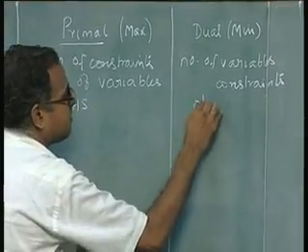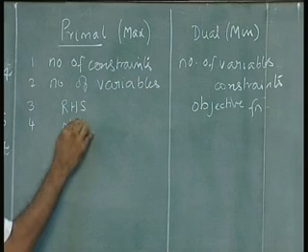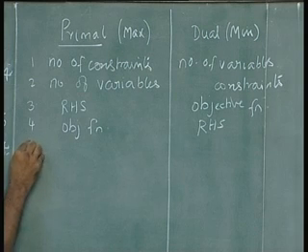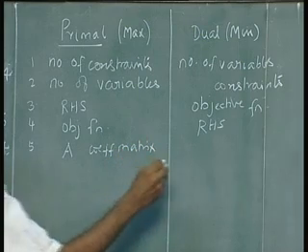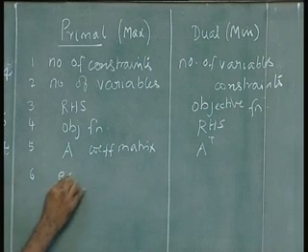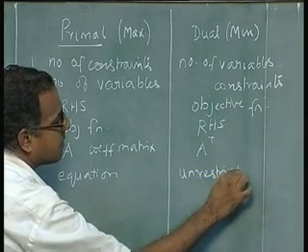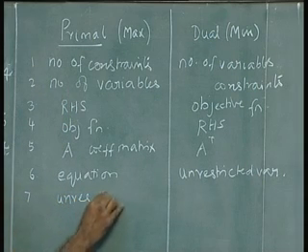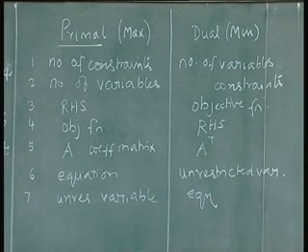Right hand side becomes objective function. Objective function becomes right hand side. Coefficient matrix A becomes A transpose. Now the next easier things are: equation becomes unrestricted variable, and unrestricted variable becomes equation.